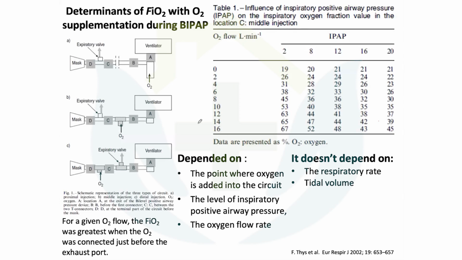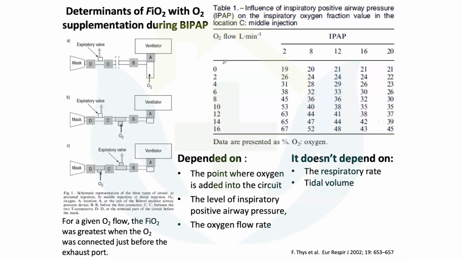Now coming to the determinants of FiO2 with oxygen supplement during BiPAP. When you are using BiPAP, how will you calculate the FiO2? There is a trial showing that when the oxygen flow is 0 to 16 liters per minute, and the IPAP you are giving is 2, 8, 12, 16, 20.